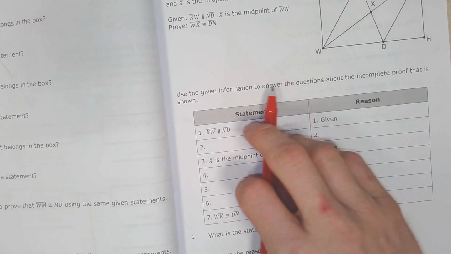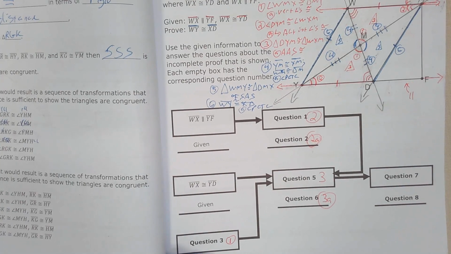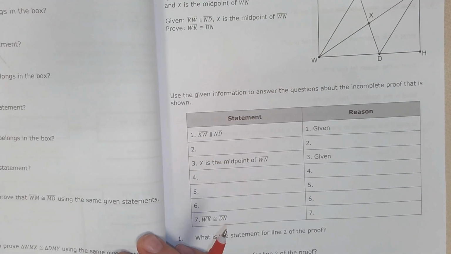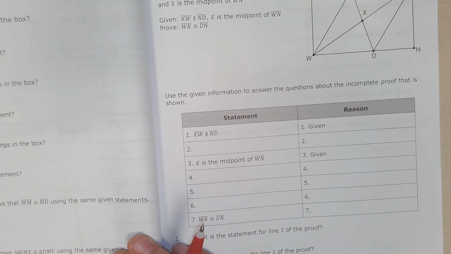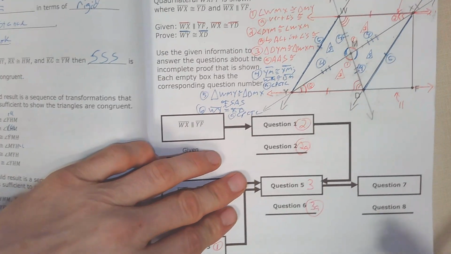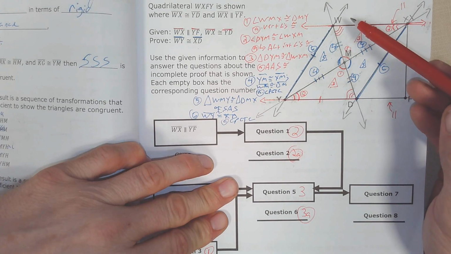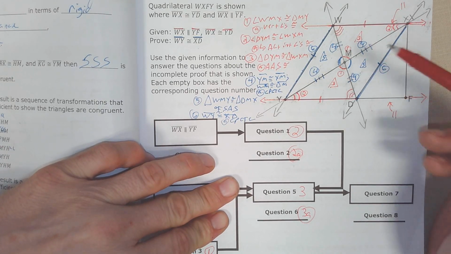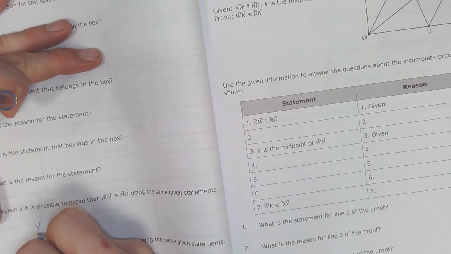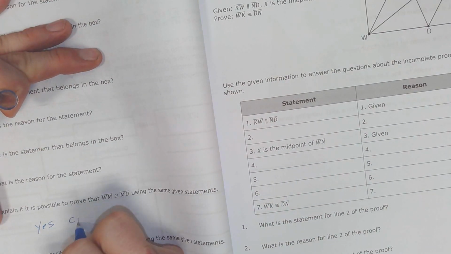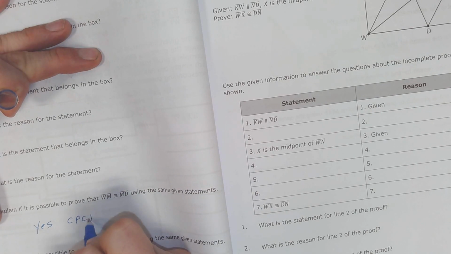Okay, so what is this thing saying? What statement belongs in this block? Okay, so question. So what is question 7? Explain if it's possible for us to prove that WM is congruent to MD. WM is congruent to MD. Yes, it is. Yes, because corresponding parts of congruent triangles are congruent.